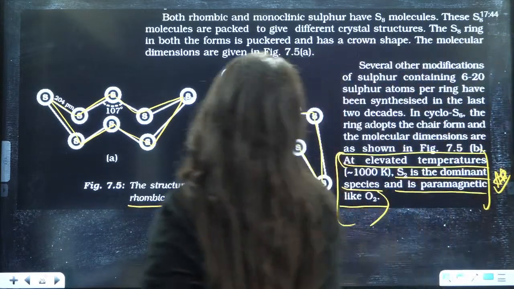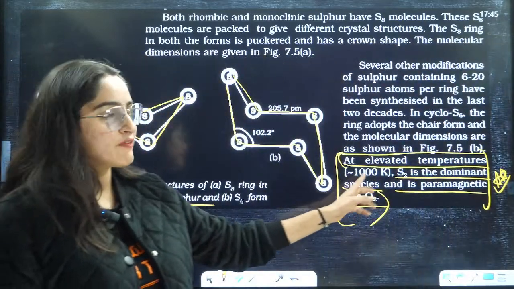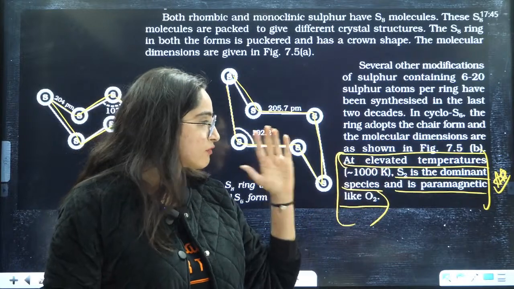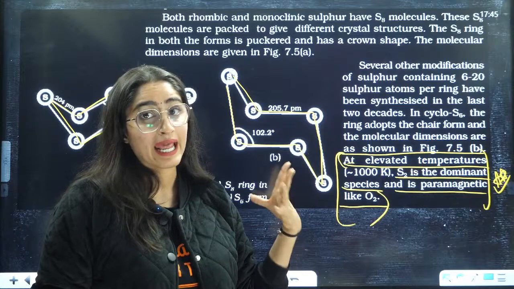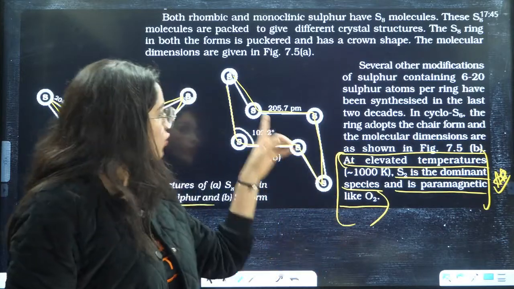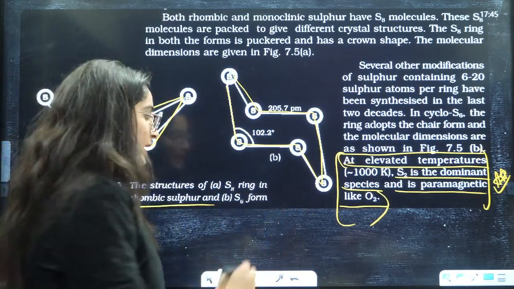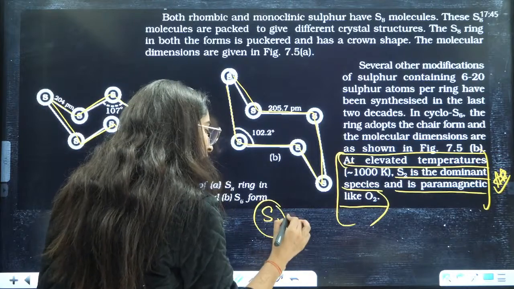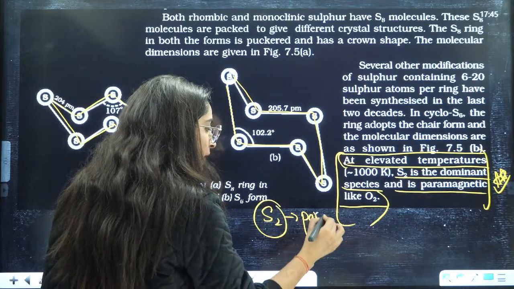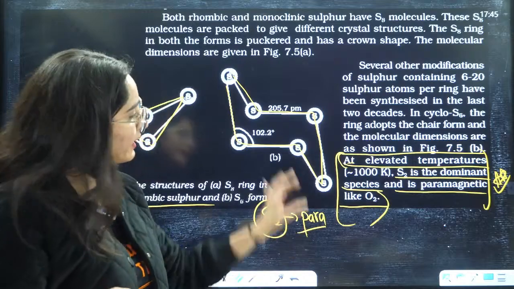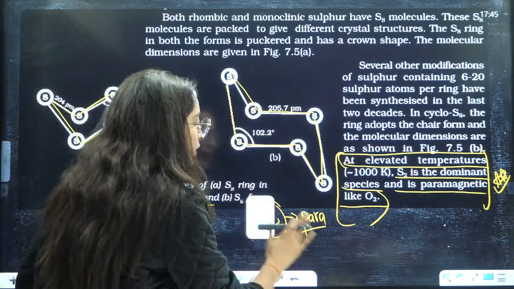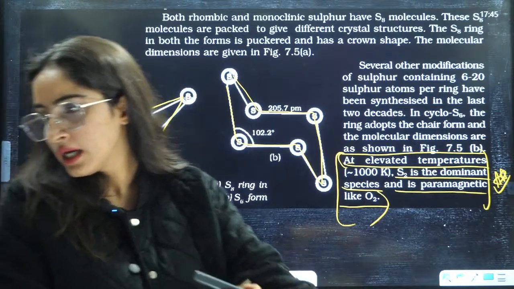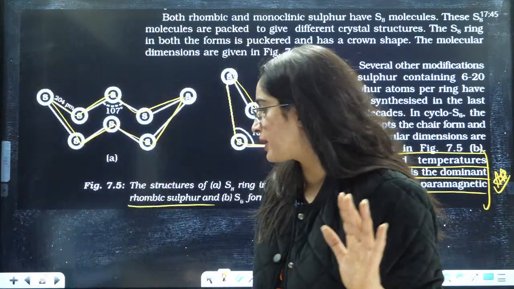When you have elevated temperature, about 1000 Kelvin, then S2 will become the dominant species rather than S8. This whole ring will break and it will become S2 only, and that S2 is going to be paramagnetic. Otherwise, it exists as crown shape or chair shape, right? Understood everybody? Understood what we need to remember here?